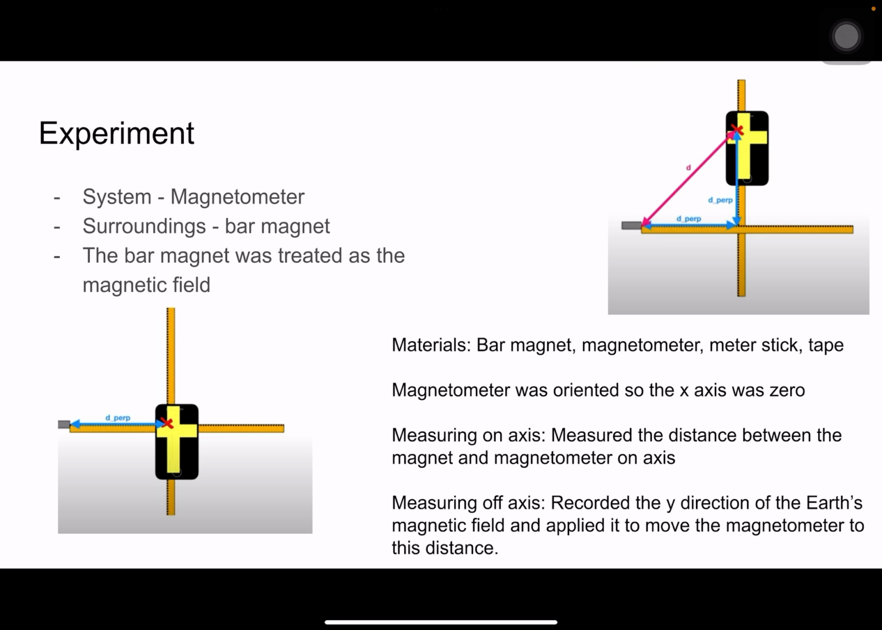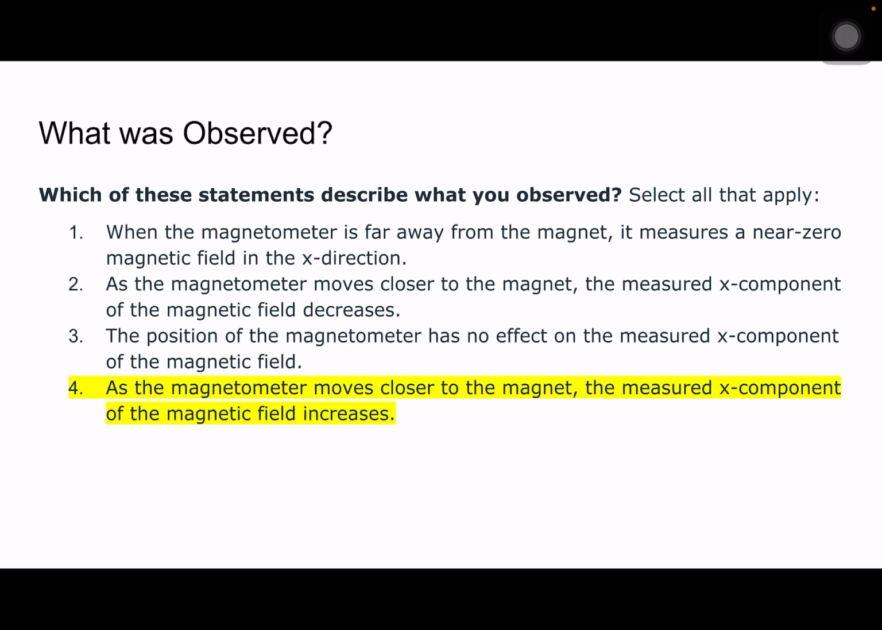For the experiment, our system has the magnetometer, and surrounding it is the bar magnet, which was treated as the source of the magnetic field. The materials we need are meter sticks, tape, a magnetometer, and a bar magnet. The magnetometer is oriented on the x-axis, which we set as 0. Measuring on axis, we measured the distance between the magnet and the magnetometer. Measuring off axis, we recorded the y direction of the Earth's magnetic field and applied it to the magnetometer and the distance.